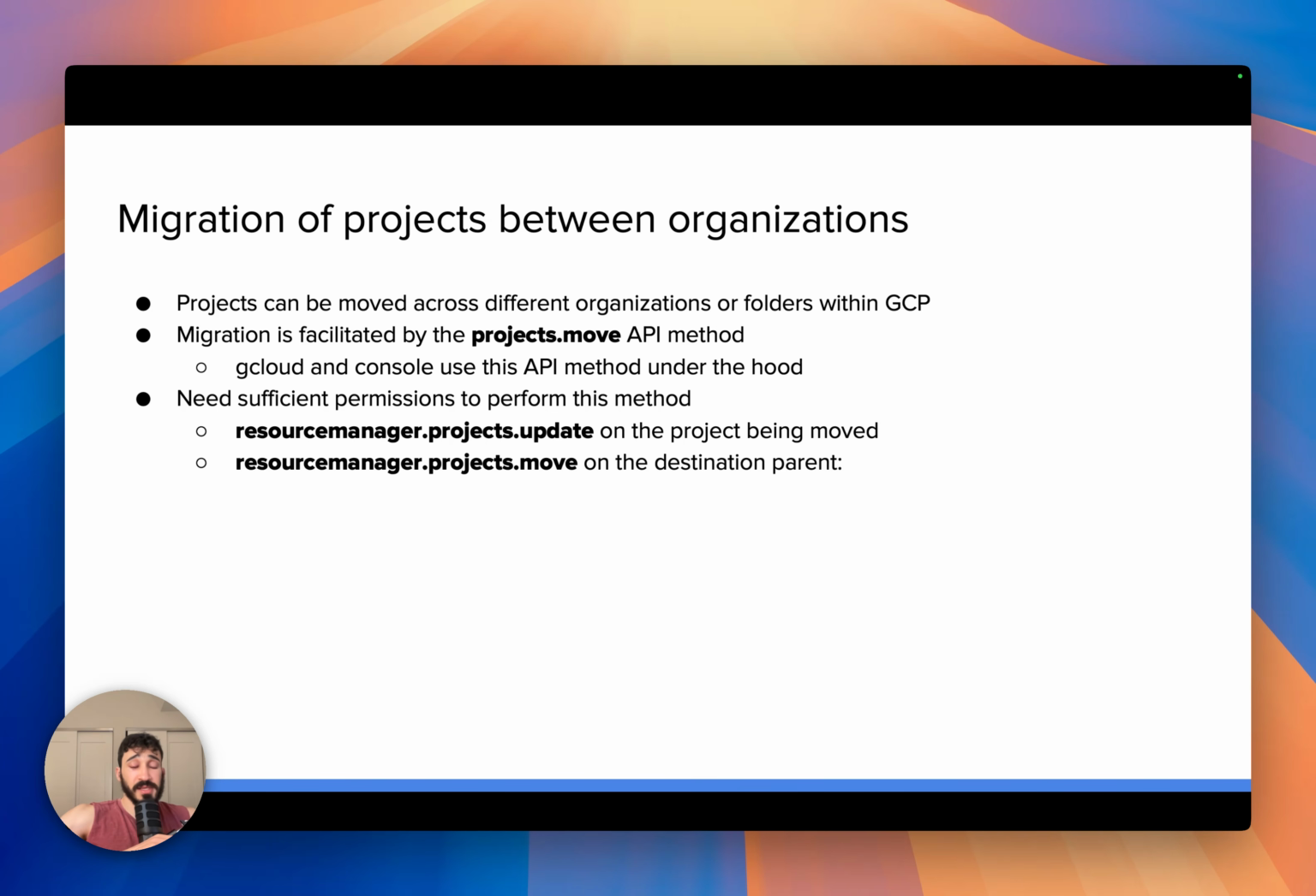But you need sufficient permissions in order to perform this migration and call this API method. You need the resourcemanager.projects.update permission on the project that's being moved, and you need resourcemanager.projects.move on the destination parent. So this is a very specific thing that could show up on the exam. And you should also just know how projects can move between organizations.